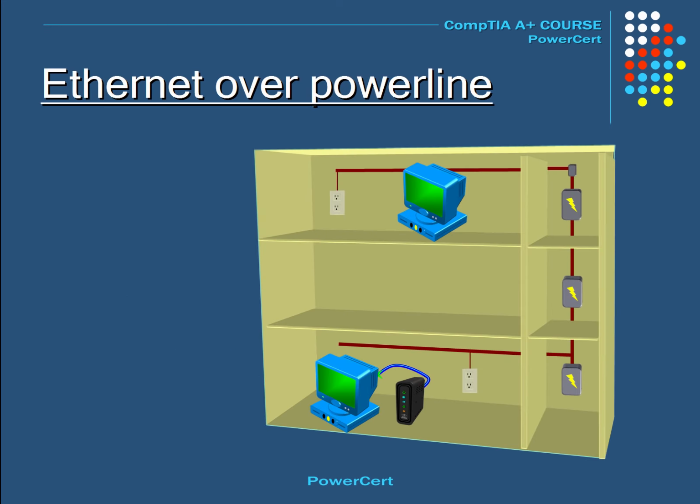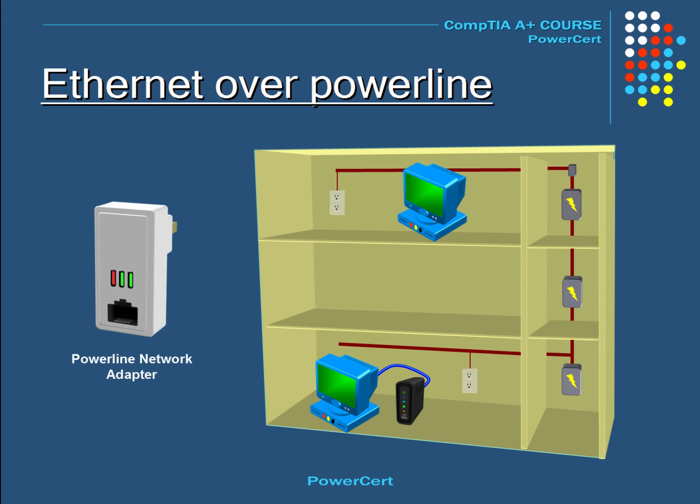So for example, let's say you needed this computer up here to be able to access the internet. But for some reason you can't get any network cables or any Wi-Fi signal to reach that computer. So in this case, we're going to use Ethernet over power. So we're going to need a couple of power line adapters like these. These power line adapters plug directly into a power outlet, and they have a built-in Ethernet port for an RJ45 connector.